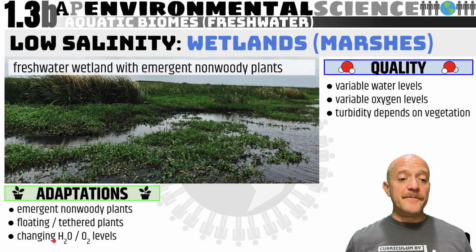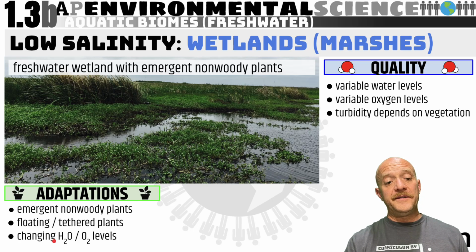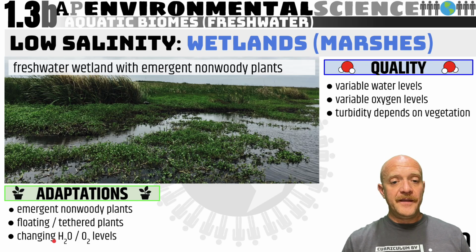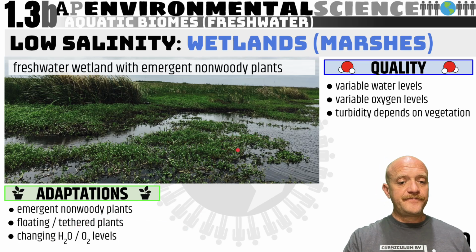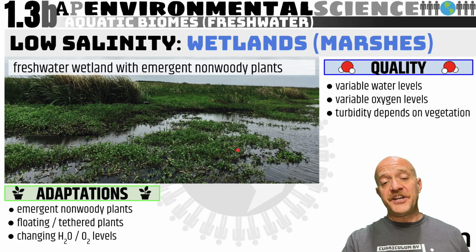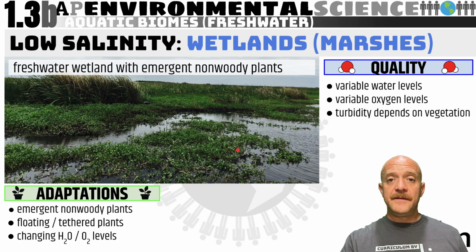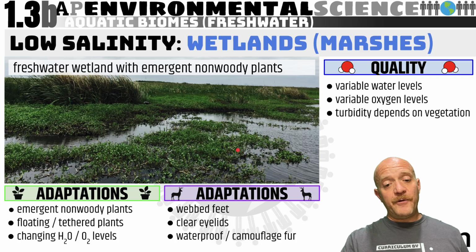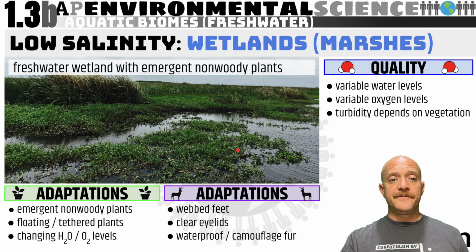You're going to have emergent non-woody plants. But the plants that are in the open water areas are going to be floating or tethered, like you see here, and they also will be adapted to changing water and oxygen levels. The animals, again, will have webbed feet, clear eyelids, and waterproof or camouflaged fur or feathers.